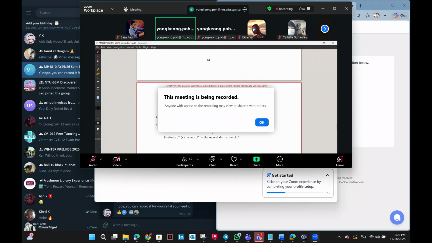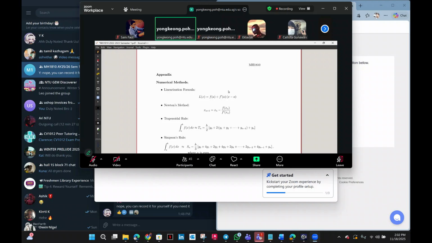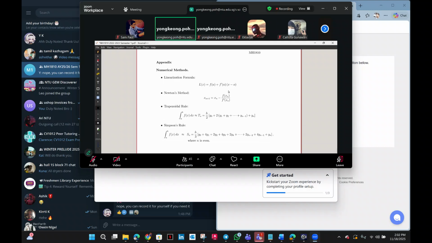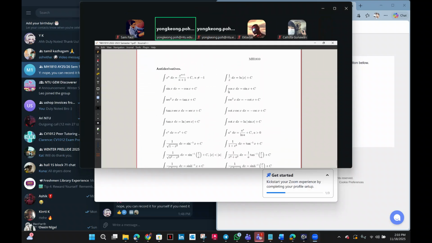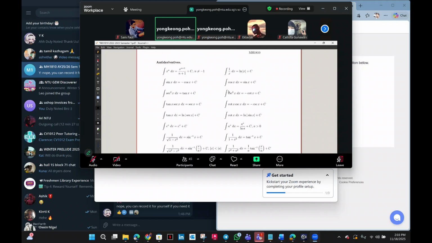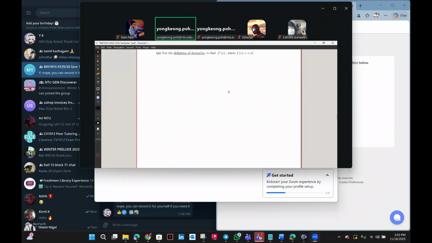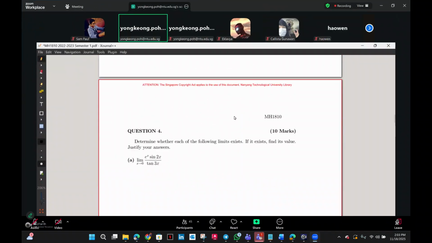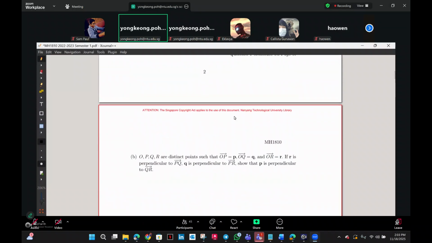Okay, so this is the formula that will be given to you during the finals. Only very few formulas are given here. You have your linearization formula, your Newton's method, your trapezoidal rule and your Simpson's rule. And then here you have your derivatives and your integrations. These are the only formulas that will be given. No other formula will be given to you during the finals, so you will need to memorize all the formulas that you need.